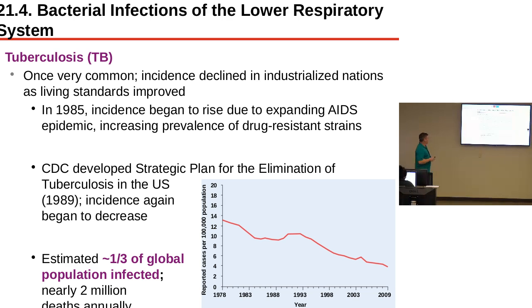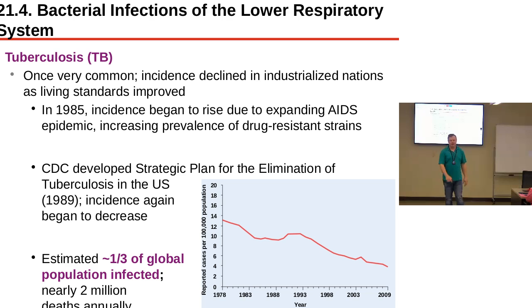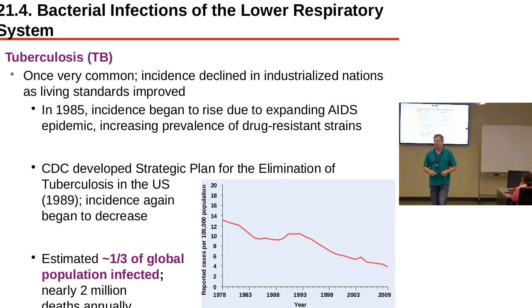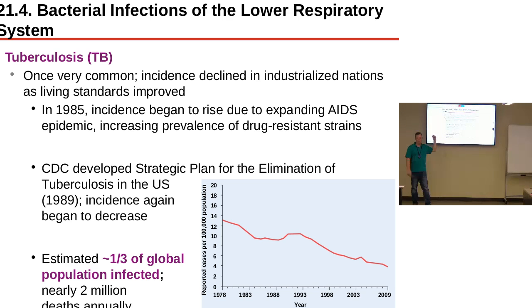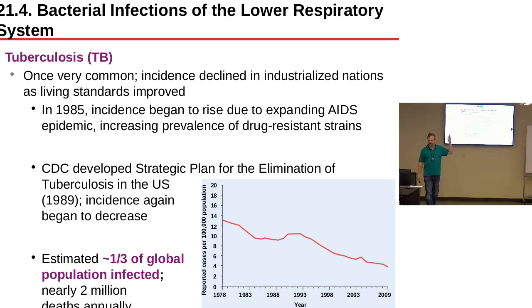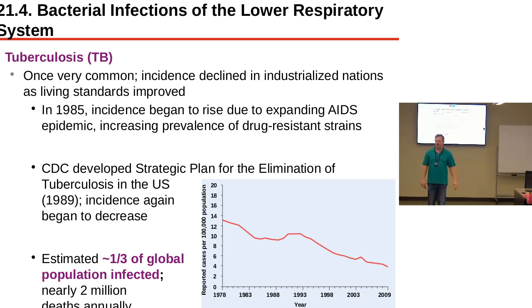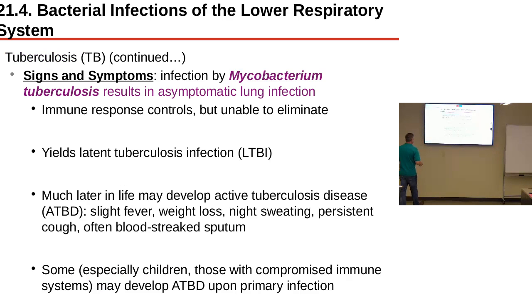The CDC developed a strategic plan for elimination, but that was a major flop. But we did get some decrease in the numbers. But at the end of the day, this is just a very difficult disease to even pretend to eradicate, because 1/3 of the world's population is infected. So you figure roughly 6-7 billion people on Earth. You're talking about 2 billion plus having tuberculosis. And then of those, about 2 million die.